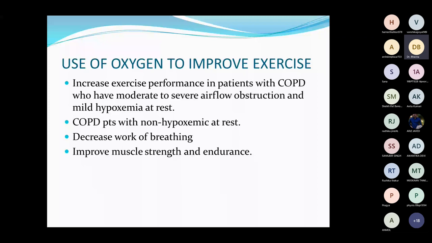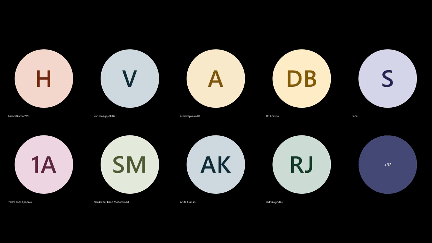It also decreases the work of breathing and improves muscle strength and endurance. Because how do muscles work? On metabolism, and metabolism comes from the breakdown of oxygen in the muscles. Your body muscles utilize that oxygen, because the oxygenated blood contains all the nutrients which your body requires. So it fulfills that need, it helps to improve, and the patient is able to do the exercise. So this is it with oxygen therapy.